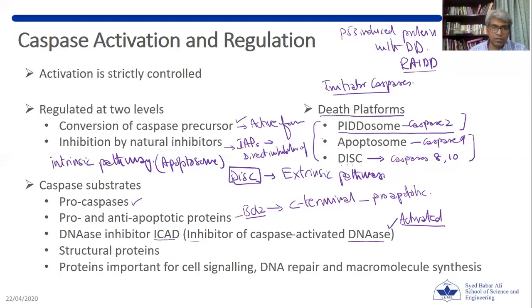Your caspases can also cleave structural proteins. For example, they can cleave gelsolin as well as lamin, which is present in the nucleus. They can also cleave important signaling proteins, for example, proteins like PKC delta. They can cleave kinases like V1, which is involved in DNA damage response. They can also cleave RB, which is a protein involved in cell cycle. They can also cleave PARP, poly-ADP ribose polymerase, which is involved in DNA repair.